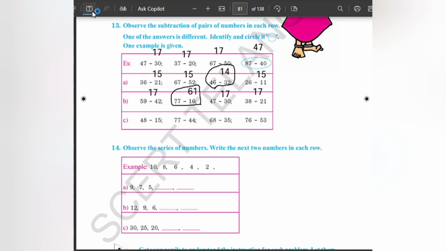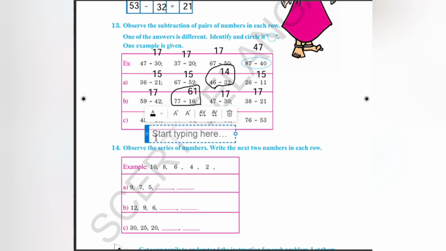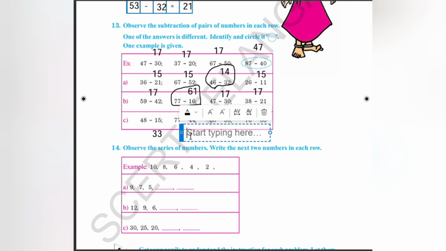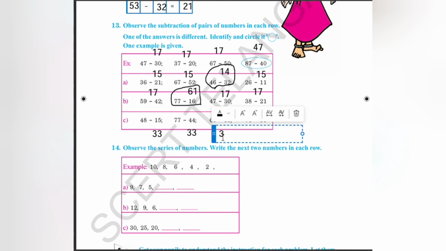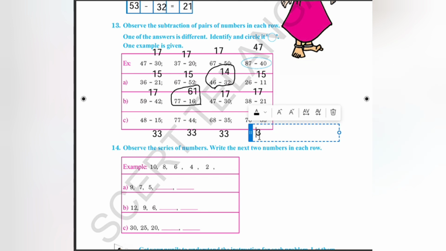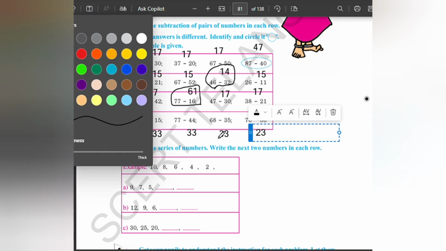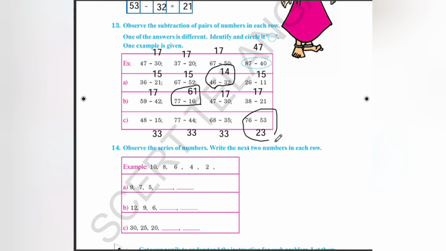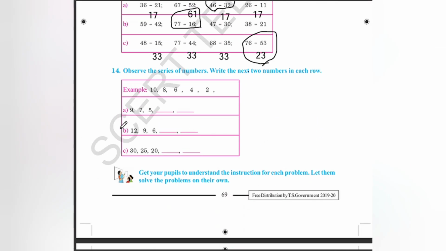Next, 48 minus 15. 8 minus 5, 3. Then 4 minus 1, it is again 3. Next one, 77 minus 44. 7 minus 4 is 3. Again, 7 minus 4 is 3. 68 minus 35. 8 minus 5 is 3. And 6 minus 3 is 3. 76 minus 53, 6 minus 3, 3, 7 minus 5, 2. So the odd one is 76 minus 53 is 23.